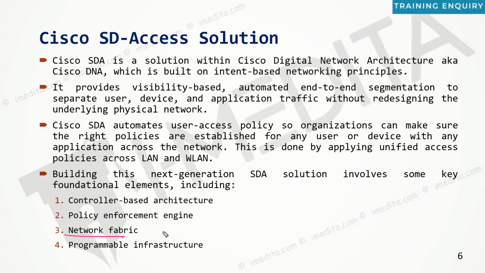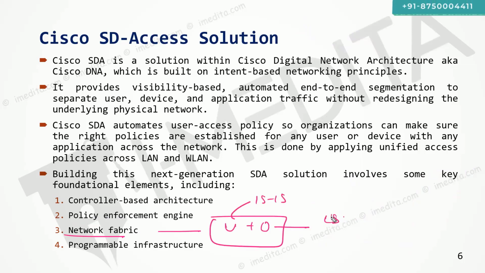So to create the fabric, we require underlay and we require overlay. In the underlay, typically it is expected to see ISIS. In the overlay, it is expected to see LISP and VXLAN. And do not forget Cisco TrustSec, CTS. Cisco TrustSec is also a protocol that is used in the overlay network to enforce the policies. So policy enforcement is done by Cisco TrustSec, CTS.